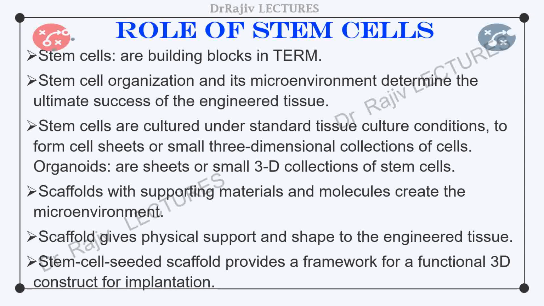Stem cells work as building blocks in regenerative therapy. Apart from cell sourcing, its organization and microenvironment determine the ultimate success of the engineered tissue. Stem cells are cultured under the standard tissue culture conditions to form cell sheets or small three-dimensional collections of cells known as organoids. But these alone are not able under normal conditions to work like normal cells and tissues. Therefore, supporting materials and molecules are needed to create the proper microenvironment for cell proliferation and differentiation into functional tissue. This is often achieved by suitable scaffolding.